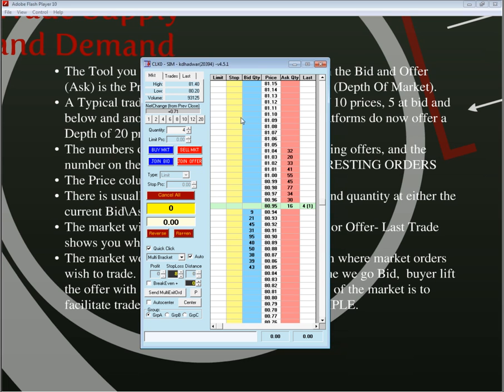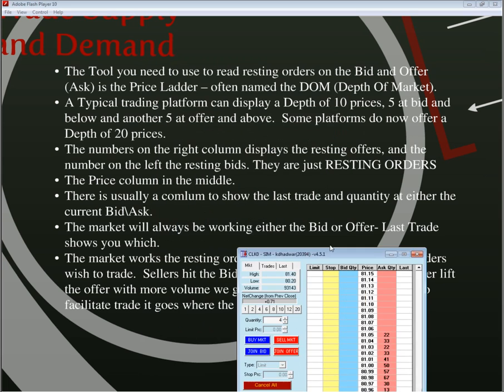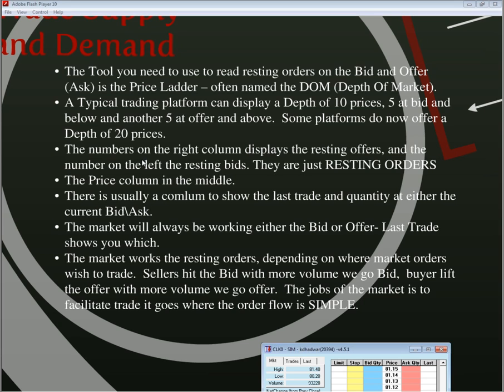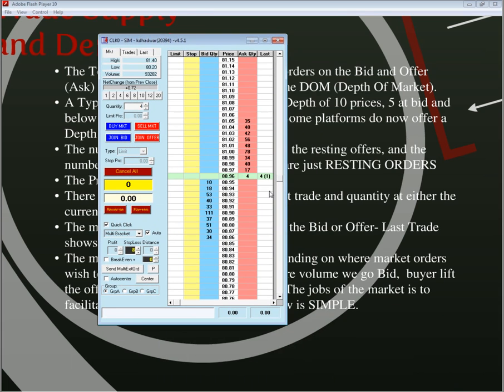Now, the last trade column actually just shows you, I'll just show you here. The numbers on the right column display the resting offers. That's what we've been through. There's usually a column to show you the last trade and the quantity at either side of the current bid and the ask. So now we can see on the last trade column whether we work in the current bid or the ask or inside the current bid and the ask.